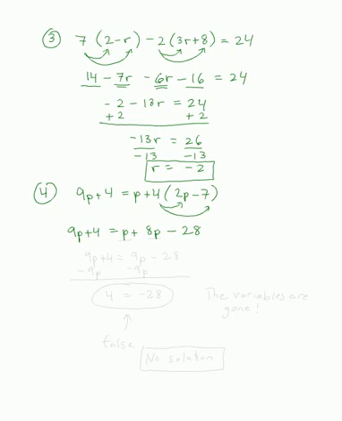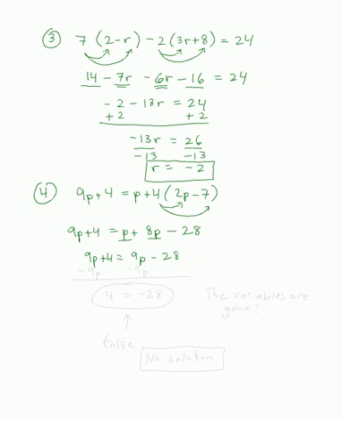Now I don't have any fractions, I can skip step 2. Step 3 says simplify both sides. Notice the right side is not simplified here. So p plus 8p gives me 9p. So on the left I have 9p plus 4, and on the right I have 9p minus 28.